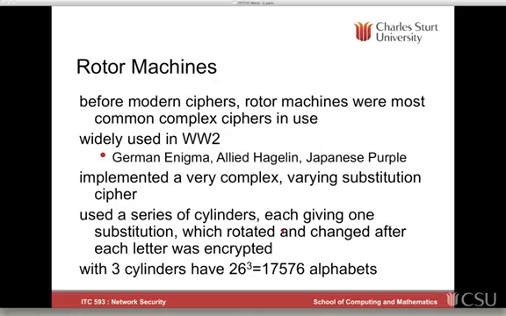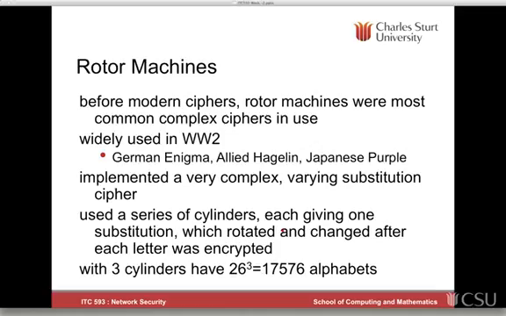The power of the rotor machine is in the use of multiple cylinders, in which the output pins of one cylinder are connected to the input pins of the next, with the cylinders rotating like an odometer, leading to a very large number of substitution alphabets being used. For example, with 3 cylinders, 26 to the power 3 is equivalent to 17576 alphabets used.